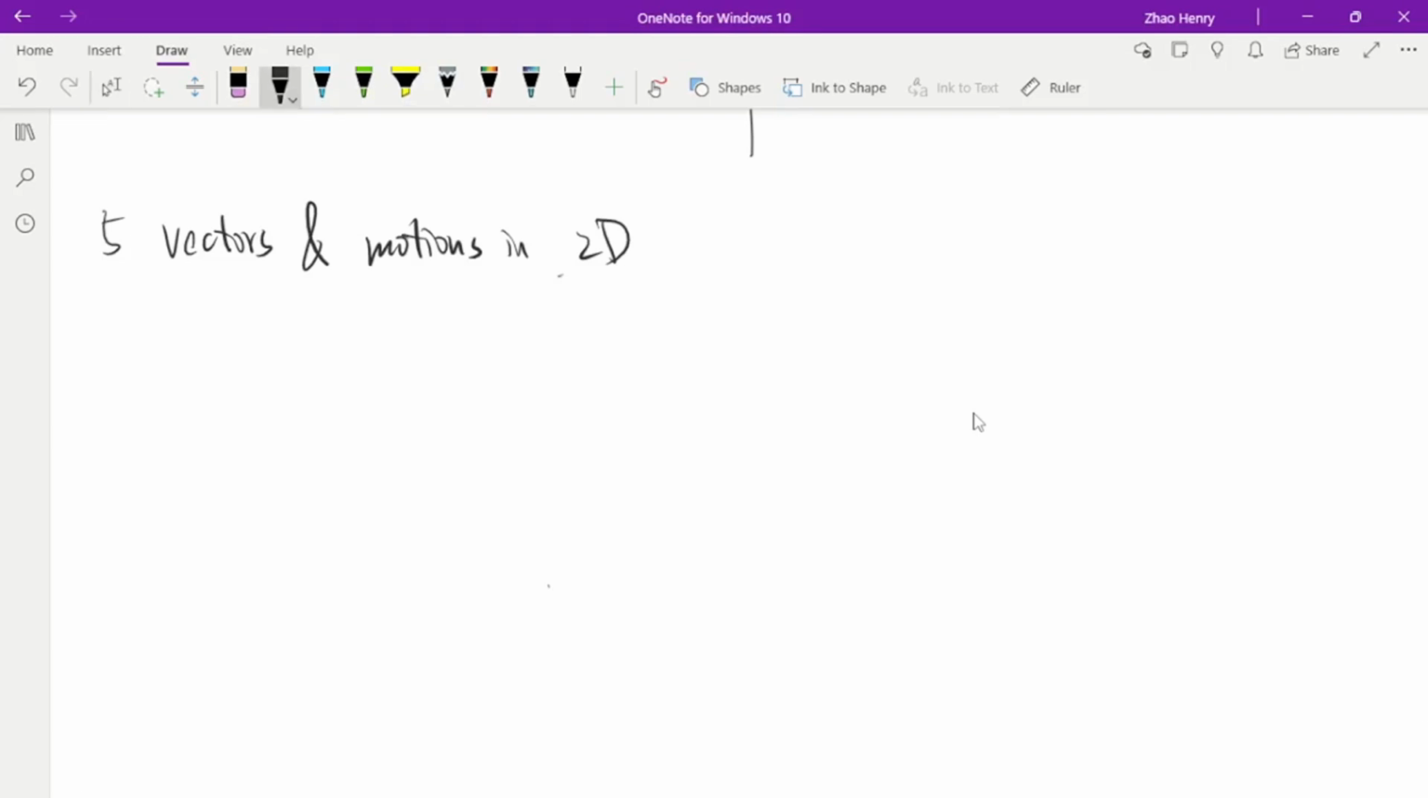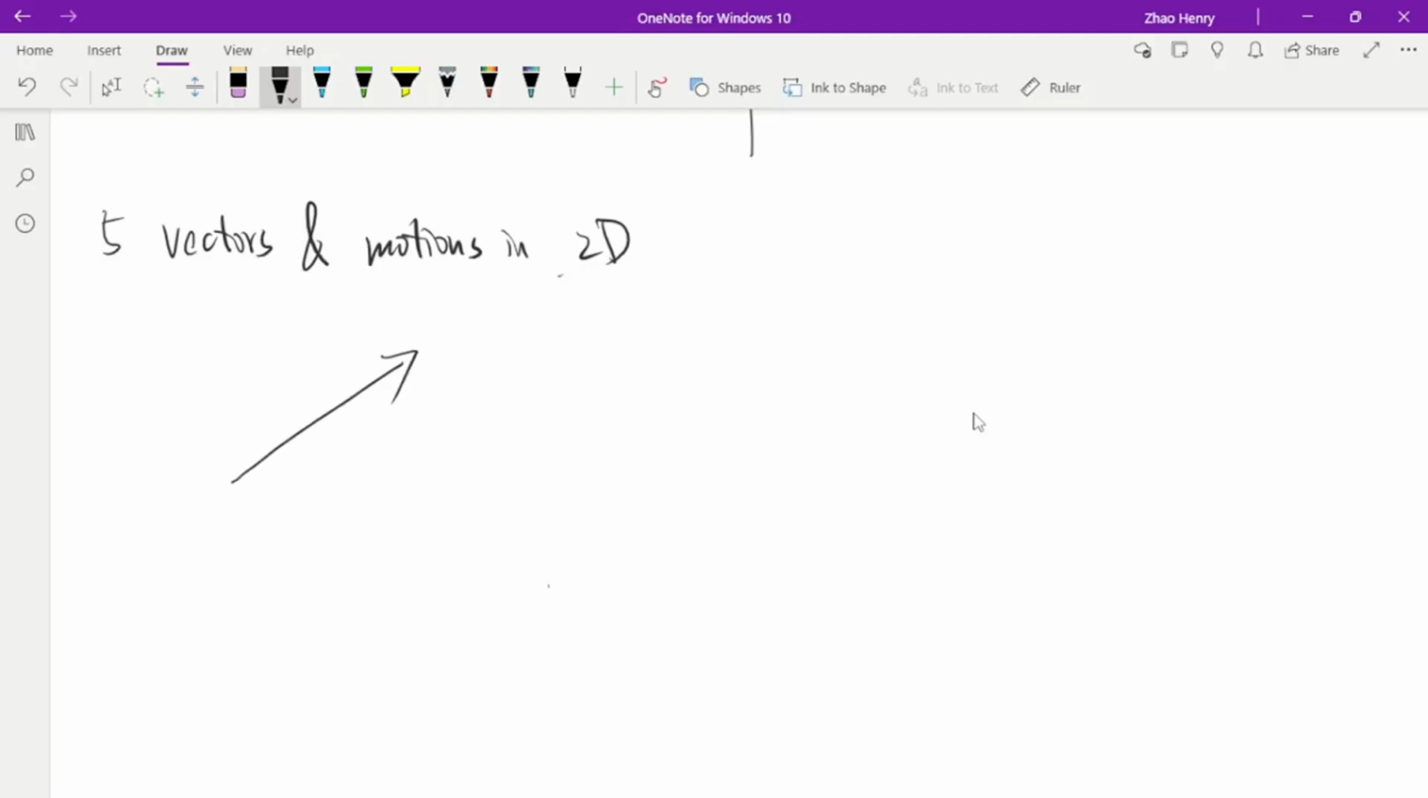All right, the last topic: vectors and motions in 2D world. The 2D world is like a plane, so it actually has an angle. This topic is basically just moving with an angle. For example, let me give you an example.